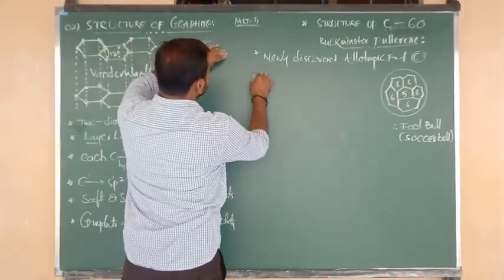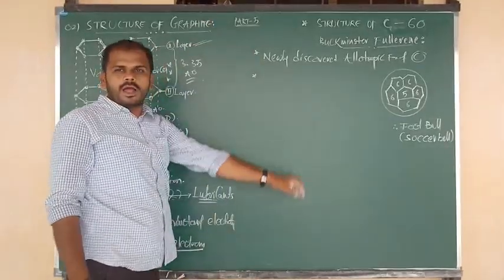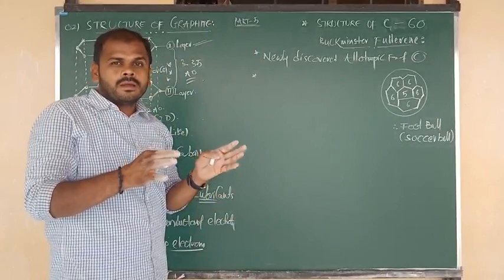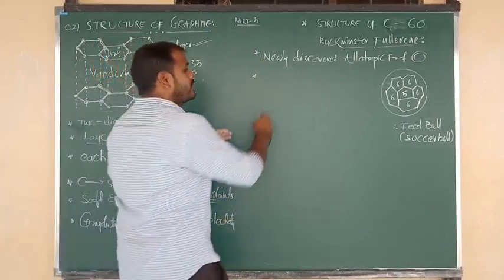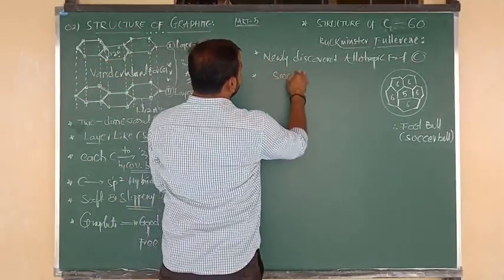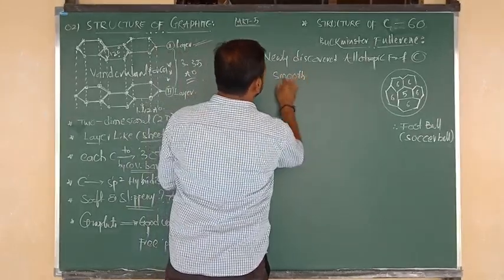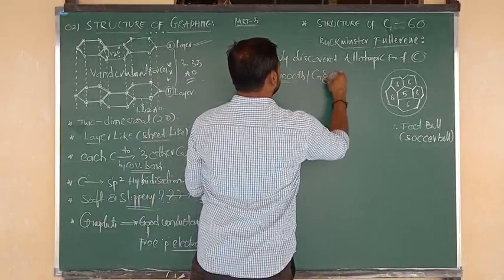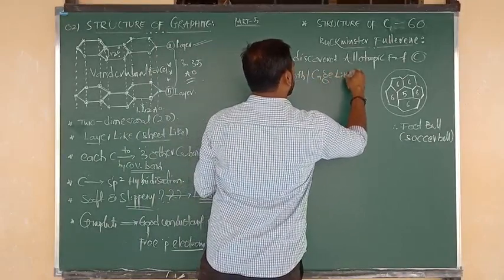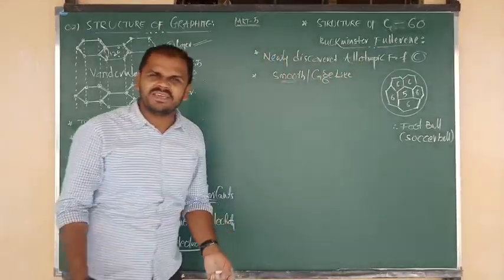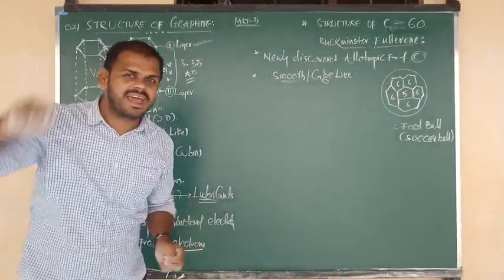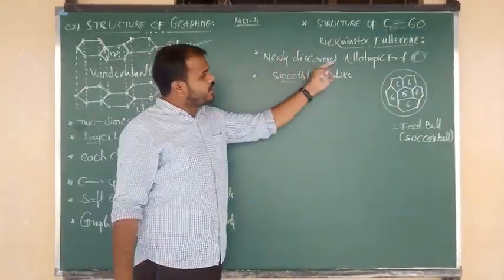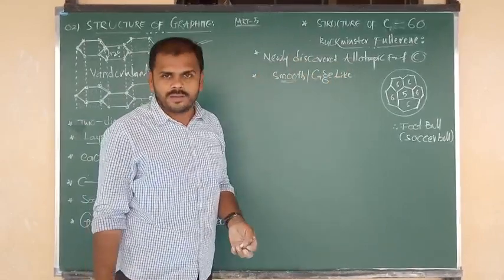Next point I am going to tell you. Actually, most of the fullerenes have a structure like graphite. Their nature will be smooth, but their structure will look like cage-like structures. The meaning is nothing but a network structure like diamond. I will tell you how the structure will be. So it is a newly discovered crystalline allotropic form of carbon.